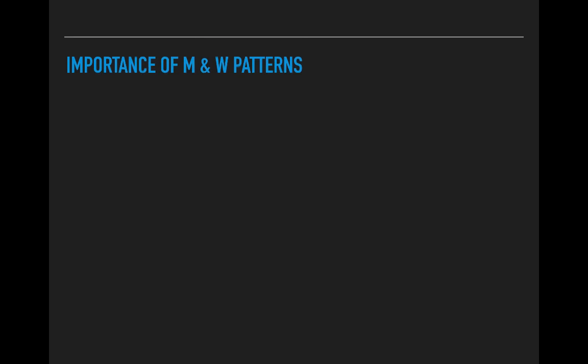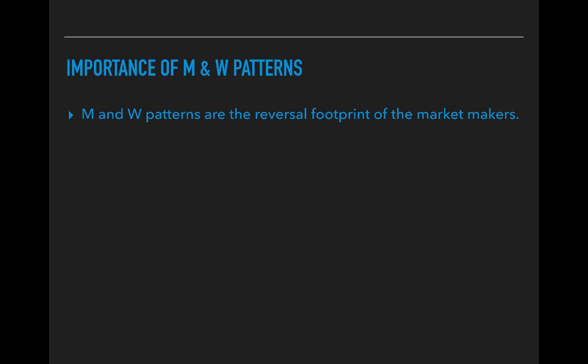The first thing we're going to talk about is the importance of the MNW patterns. Basically, what they are is the reversal footprint of the market makers. When you see an M or a W pattern forming on the chart, it's usually a good indication that they're looking to reverse the cycle and take it back up or down the other way. They're usually found at the high of the day and the low of the day. That's where I want you to focus on taking these patterns. You'll see it with some chart examples of how we do that.